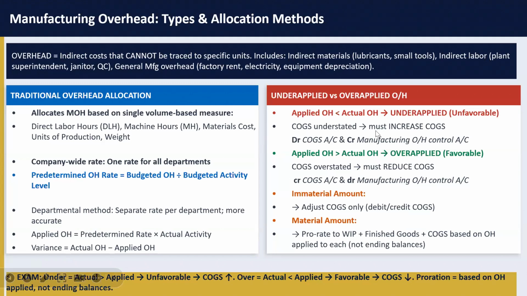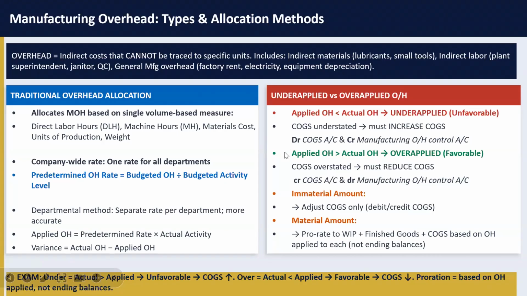So what is the entry that we are going to pass? It will be debit cost of goods sold account. Cost of goods sold is an expense account. If you need to increase it, you will have to debit it. Then you will be crediting your manufacturing overhead control account. I told you that initially, in the beginning of the period, we will estimate our overhead, right? So that estimation will be in our manufacturing overhead control account. So this COGS account you will be enhancing with this balance.